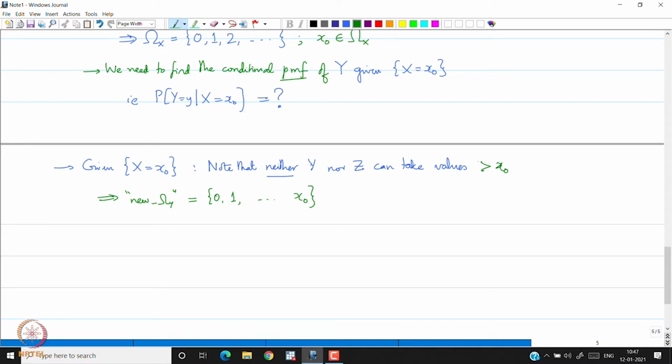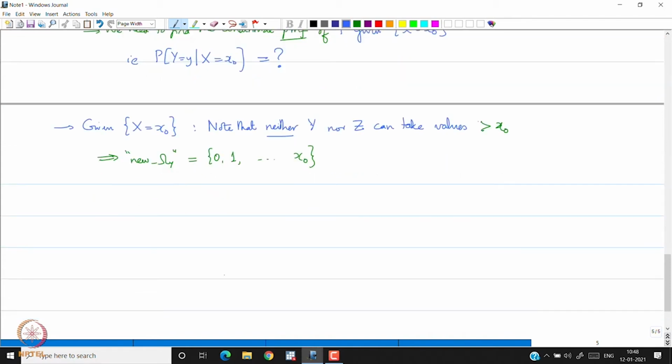So for example, if you are told that capital X is taking the value small x naught and capital Y is taking the value 0, that means Z must have taken the value also equal to x naught. On the other hand, if you are told that capital X is x naught and Y also took the value x naught, that is only possible when Z takes the value 0. So therefore this small y, the argument, the value for which we are finding this conditional probability, has to be in this set Ω_Y.